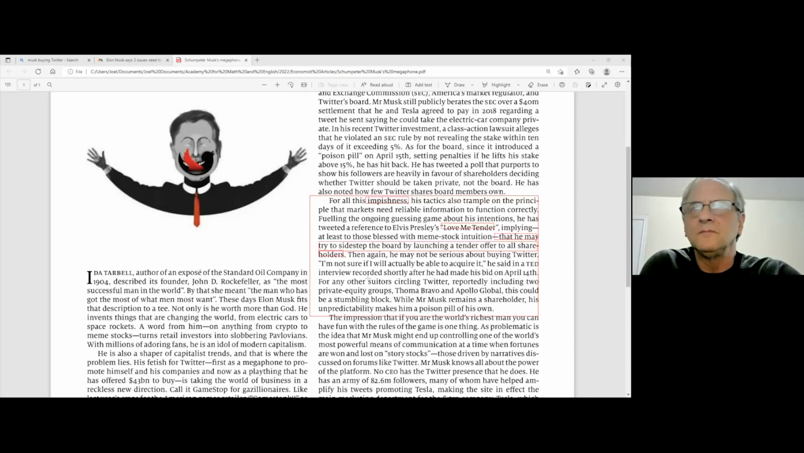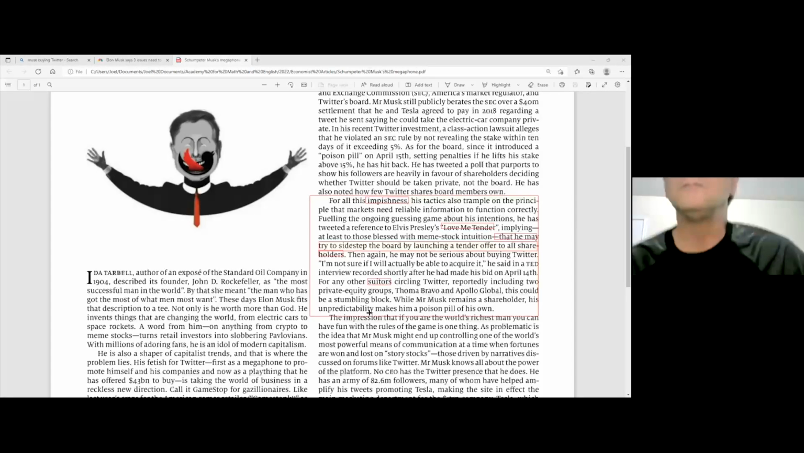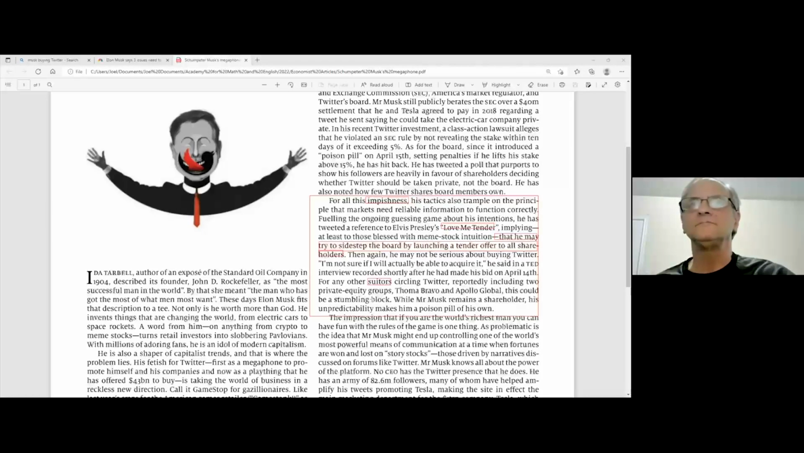For any other suitors circling Twitter, reportedly including two private equity groups, Thoma Bravo and Apollo Global, this could be a stumbling block. While Mr. Musk remains a shareholder, his unpredictability makes him a poison pill of his own.